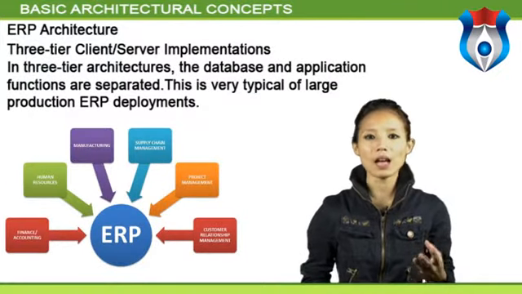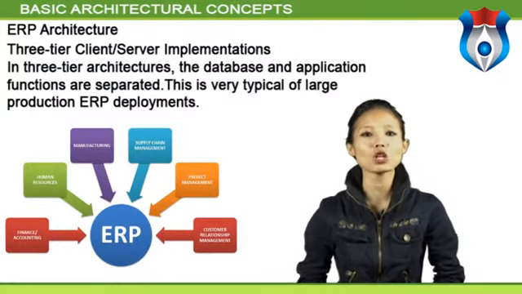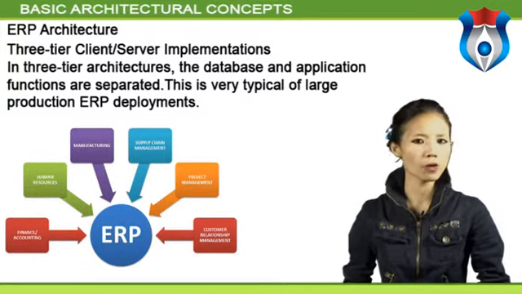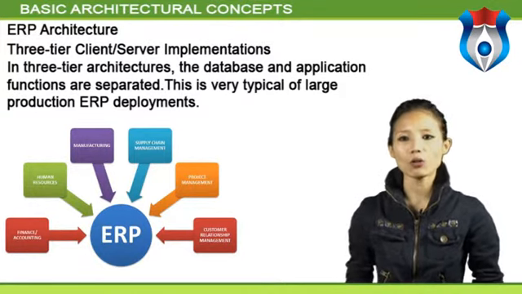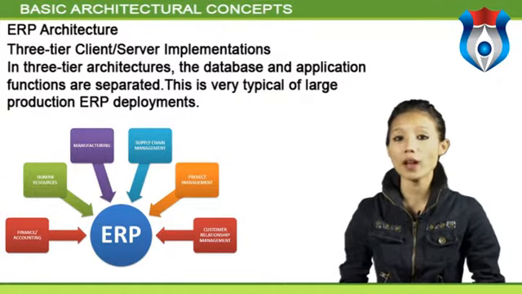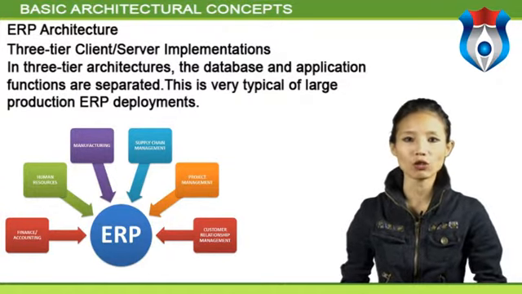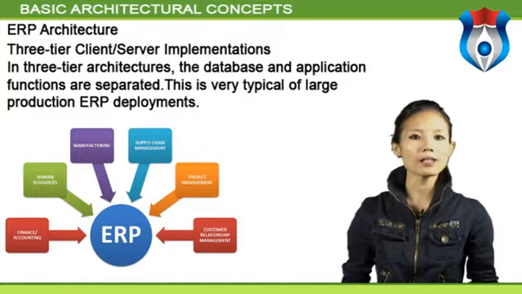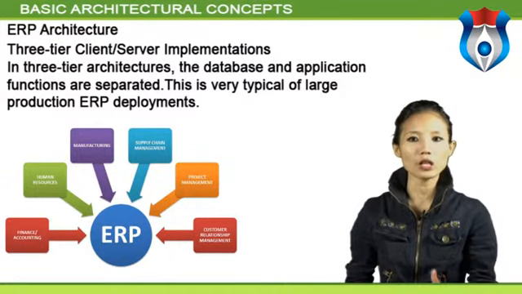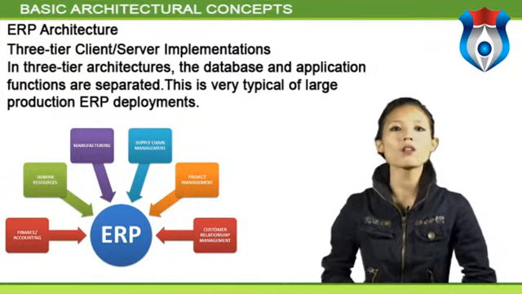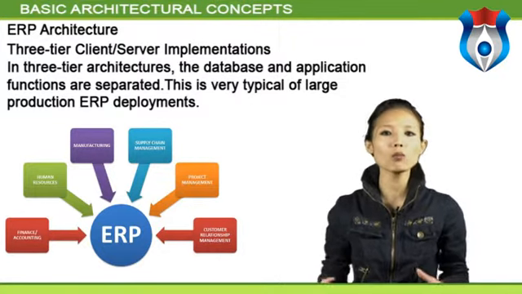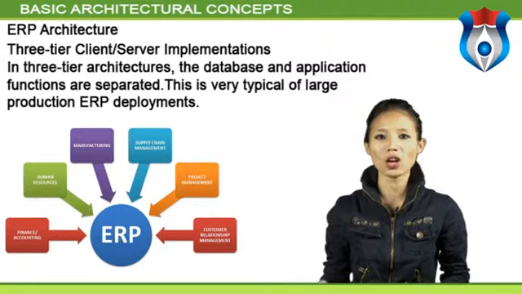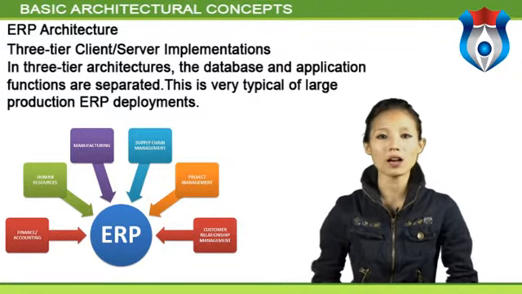In three-tier architectures, the database and application functions are separated. This is very typical of large production ERP deployment. In this scenario, satisfying client requests requires two or more network connections. Initially, the client establishes communication with the application server. The application server then creates a second connection to the database server. This involves one more layer called the business logic tier, service tier, or middle tier layer.